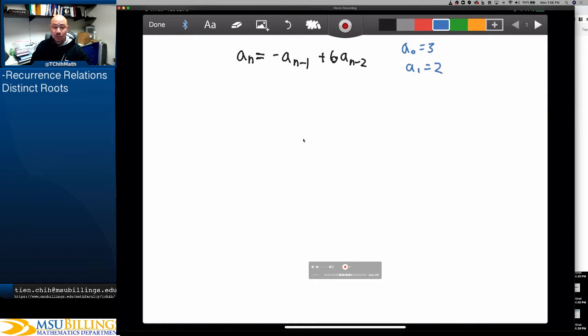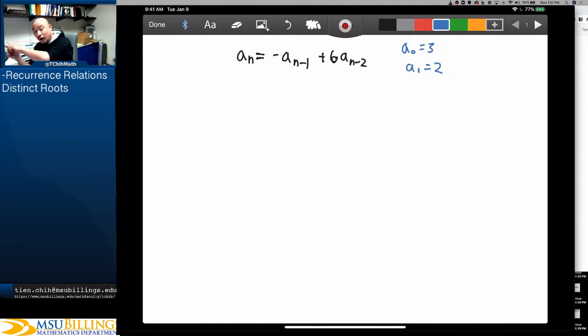Alright, so let's say we want to solve this recurrence relation. Each entry of this sequence is the negative of the previous entry plus 6 times the entry before that. So what we want to do then is set up the characteristic equation that we want to solve.